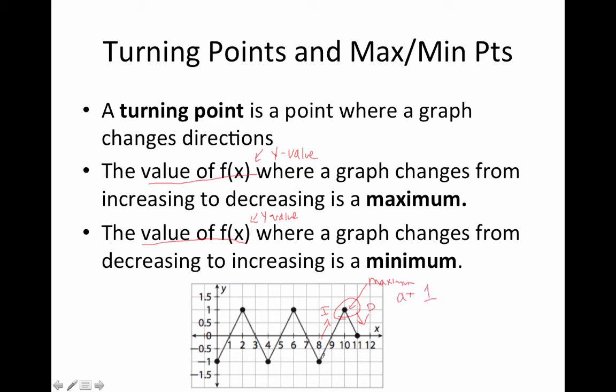at 1. The graph only rises as high as y equals 1, and then it turns around and starts to fall backwards again and goes down closer to the x-axis. That's what we mean by turning points. That's what we mean by increasing and decreasing and max and min.